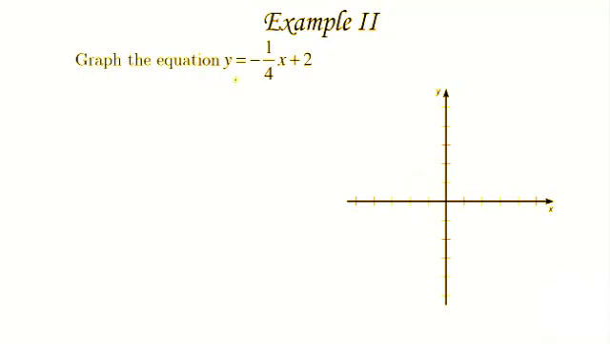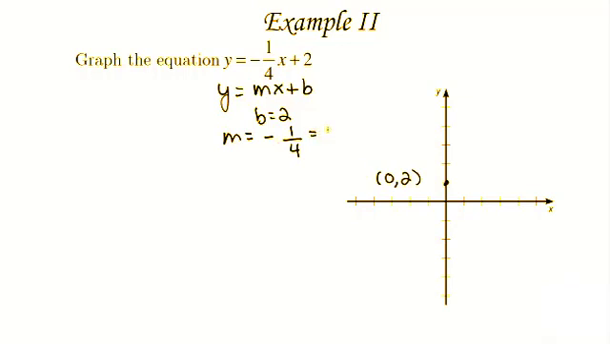Next, we'll do some graphing. Graph the equation y equals negative 1/4 x plus 2. I recognize that this is in slope-intercept form, y equals mx plus b, giving me the information that b is equal to 2, and m, the slope, is equal to negative 1/4. Since b is equal to 2, that means that this line passes through the point 0, 2. When x is equal to 0, y is equal to 2.